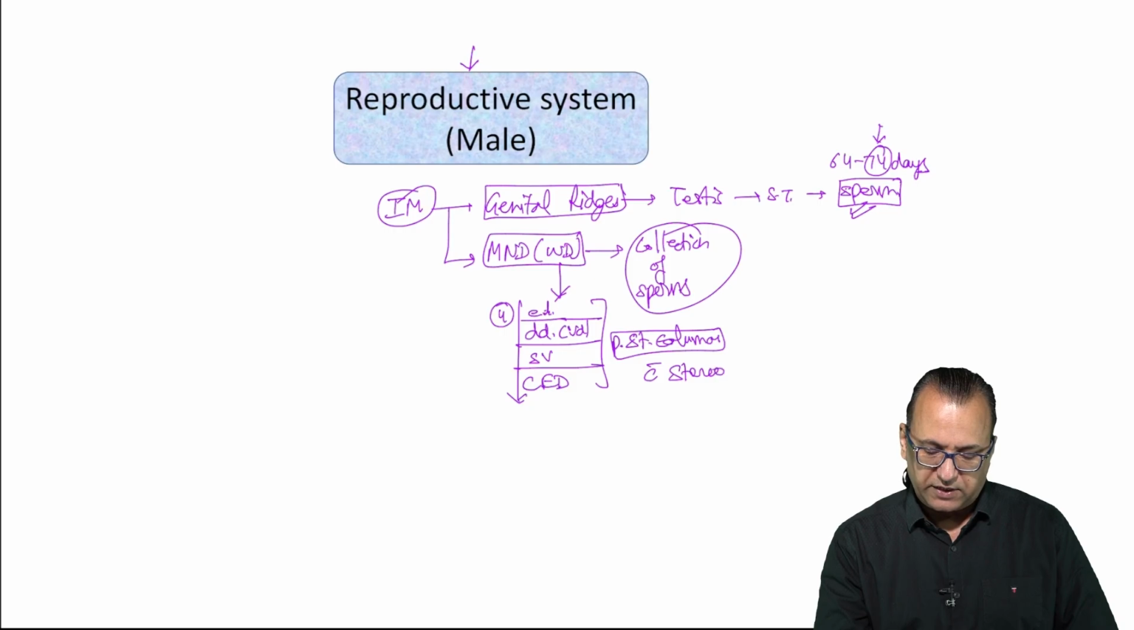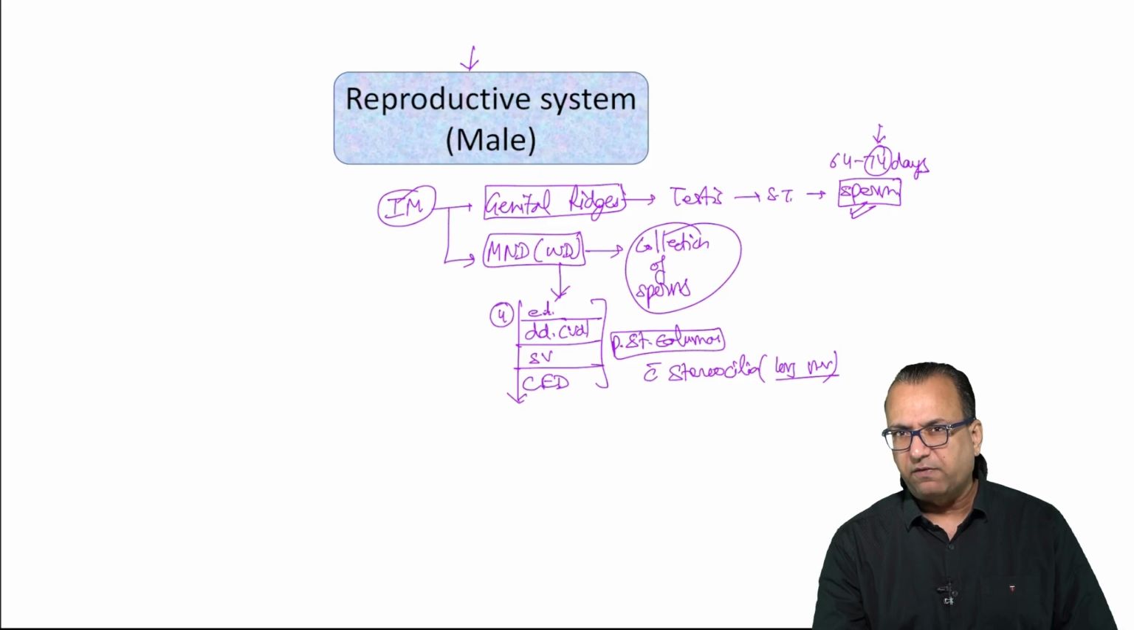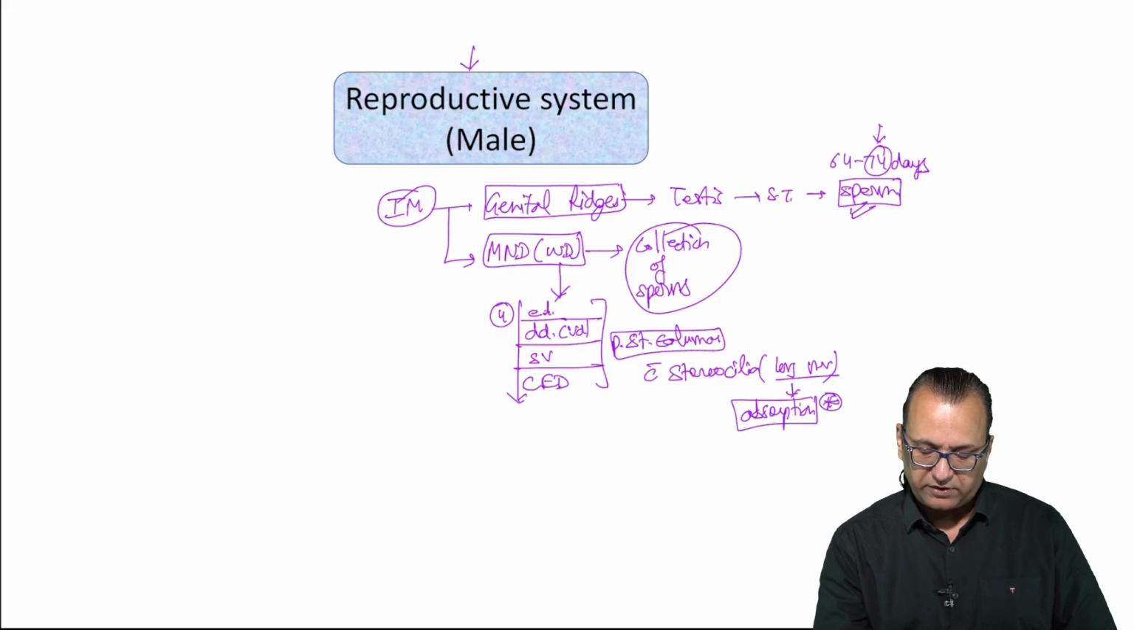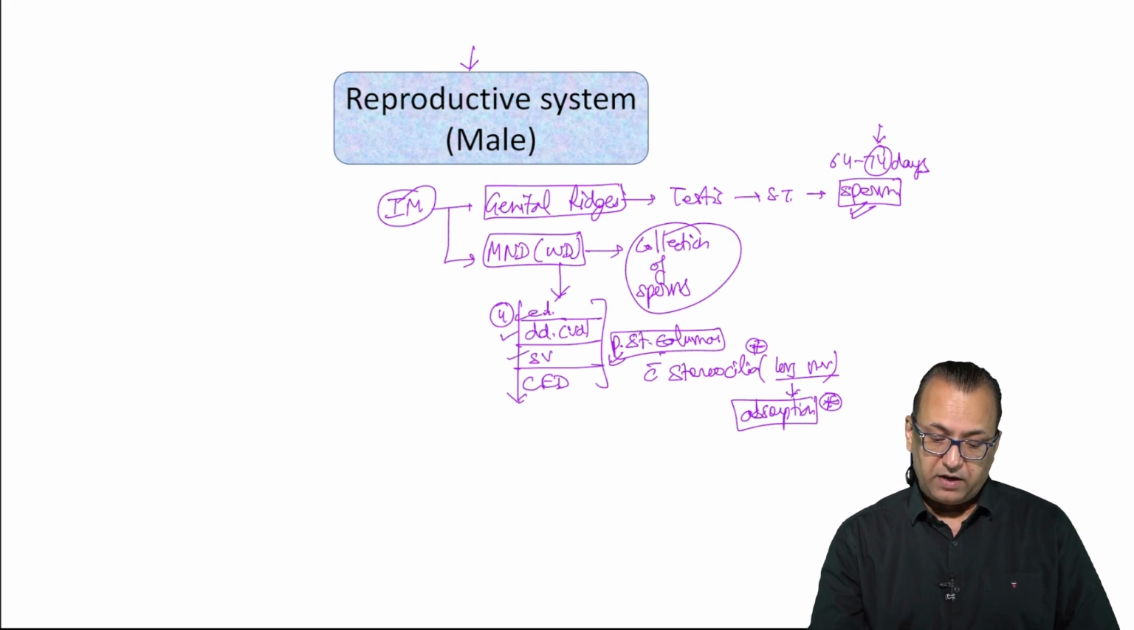Now, what is stereocilia? It is not a cilia, it is a long microvilli, and this long microvilli, to increase the surface area of absorption, what you want to do is absorb the testicular fluid and make it more concentrated. So, that is the purpose of having stereocilia, and they are pseudostratified columnar. Maybe it is ductus deferens, epididymis, seminal vesicle, etc.